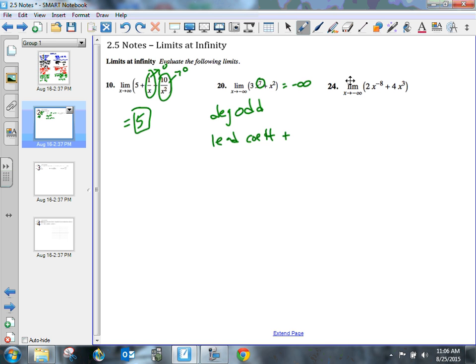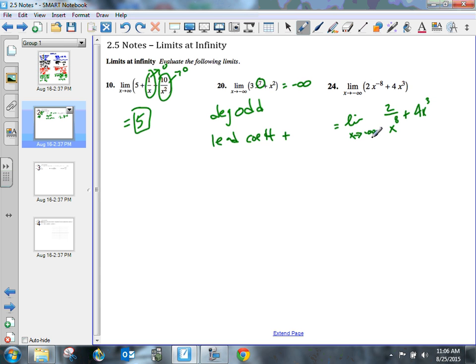On 24, we've got the limit as x approaches negative infinity. All right, well, let's first rewrite this function. I'm going to rewrite this as the limit as x approaches negative infinity. If I've got 2 times x to the negative 8th power, that's the same thing as writing 2 over x to the 8th, and then plus 4x cubed.